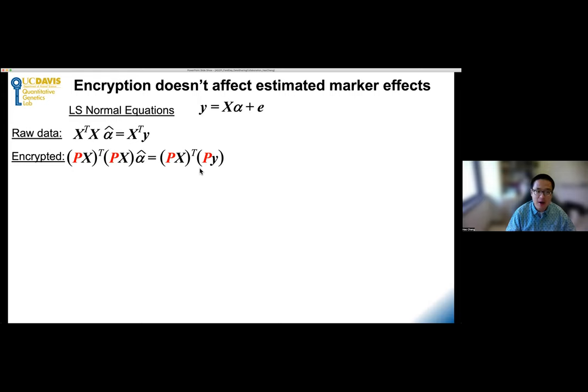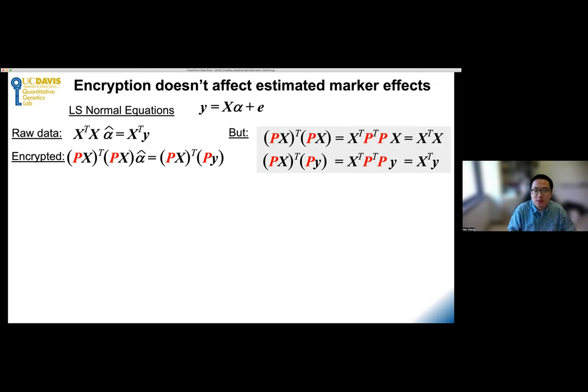What we can see is that PX transpose PX is equal to X transpose P transpose PX. And as we know, P is an orthogonal matrix. A property of an orthogonal matrix is that P transpose P is an identity matrix. That means this is really equal to X transpose X. The same thing holds for the right-hand side, X transpose Y.